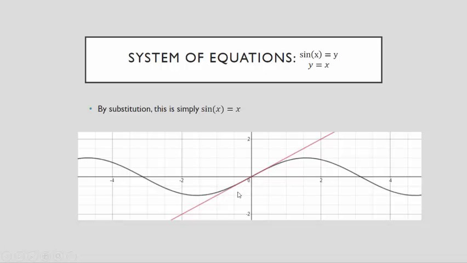We'll talk about tangent lines later if we talk about derivatives, but they only intersect at the point 0, 0. So this system has one solution. It's the ordered pair 0, 0.